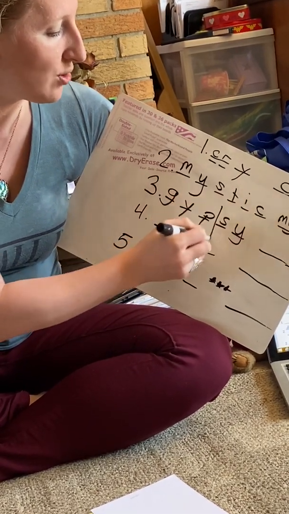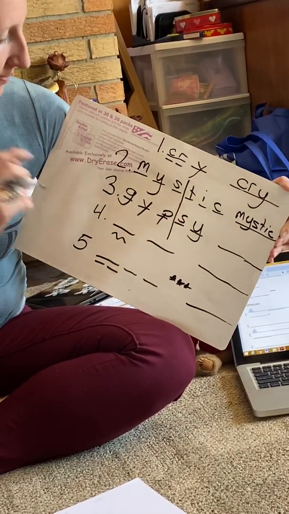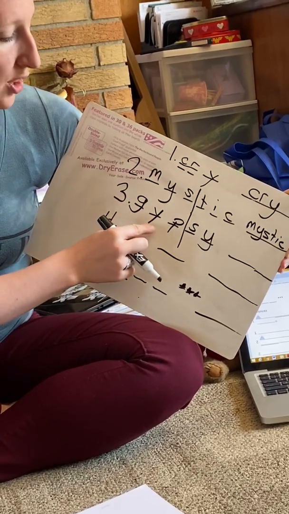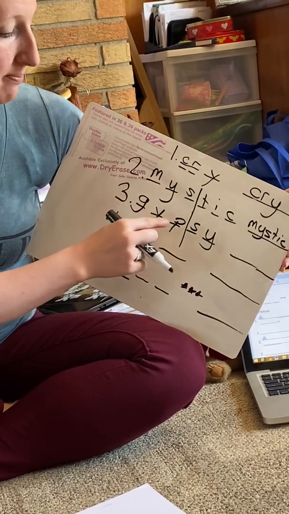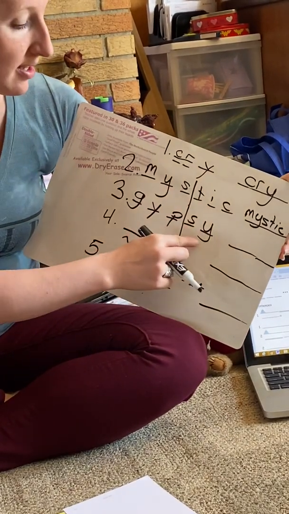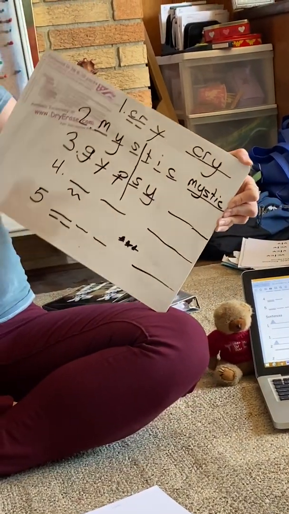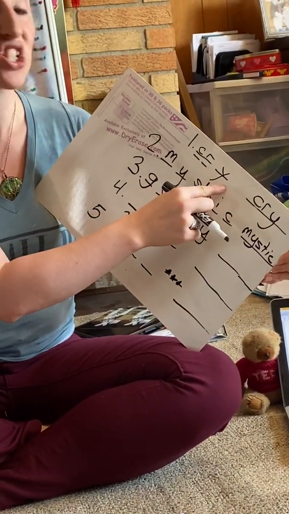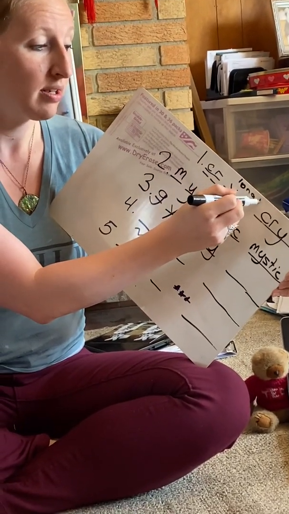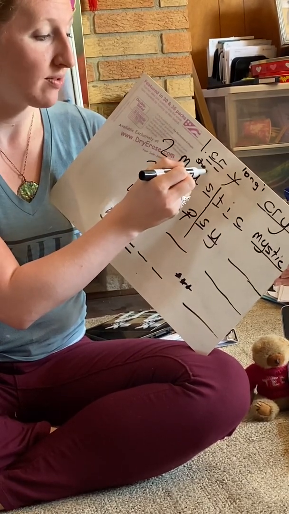Gypsy. It's a 2-syllable word, right? Like mystic, right? Gypsy. And so we're thinking about the Y saying I, and the Y at the end saying E. Now, I want you to notice too, this says cry. This is the long I sound, right? I. This is saying the short I sound.